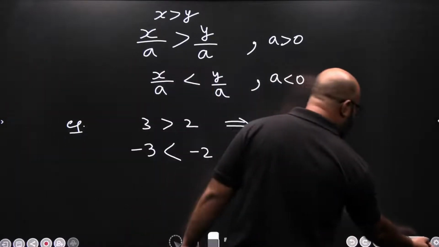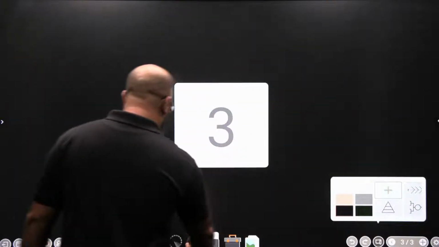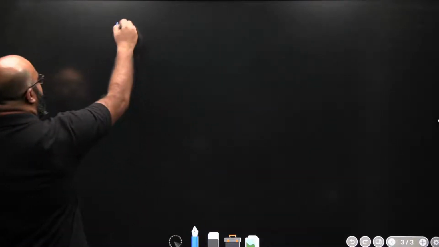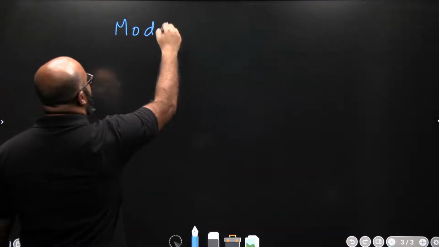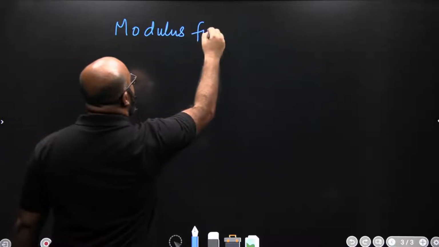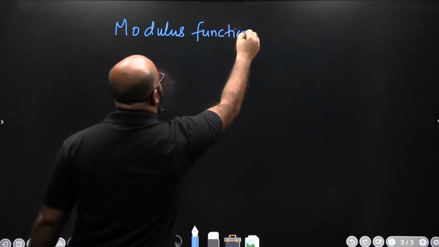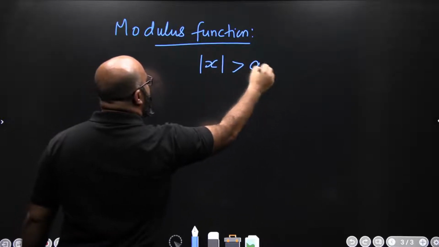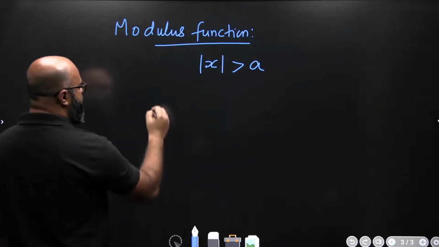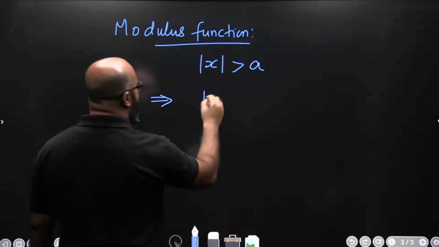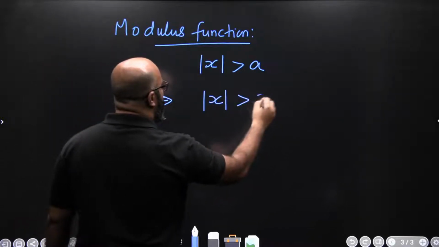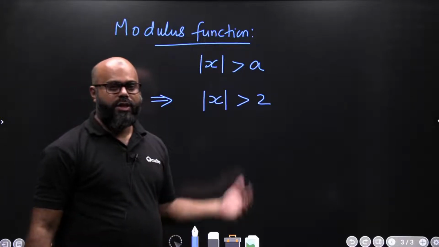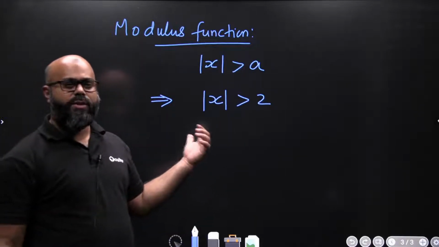What do we have next is that if there is a modulus function, in modulus also there is a concept of inequality, and that has to be understood. In modulus function, if we have mod of x greater than a, for example, mod of x is greater than 2, what does it mean about x? What can you say about x? It is the condition on mod x, not x, but what will be about x?